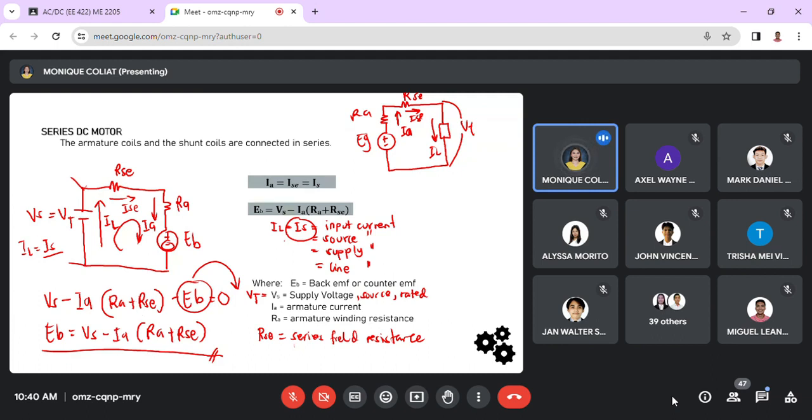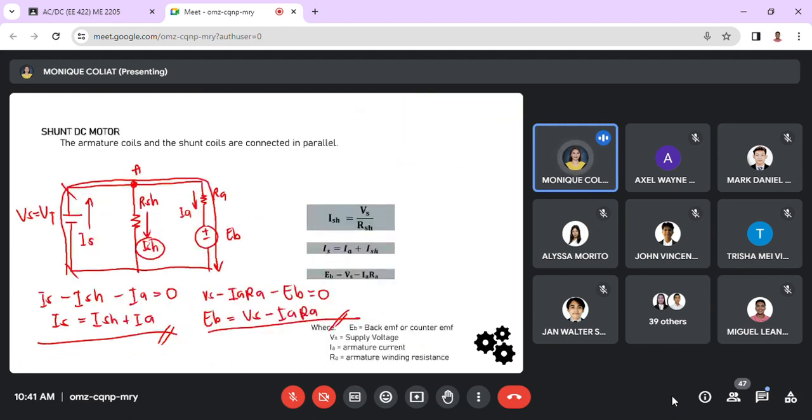Okay? So again, yung electrical part natin is yun na yung input and yung armature natin or yung nagro-rotate na part is nasa output side na. Okay? That is for series DC motor. Next is yung shunt DC motor naman. Sabi, armature coils or RA and the shunt coils are connected in parallel.